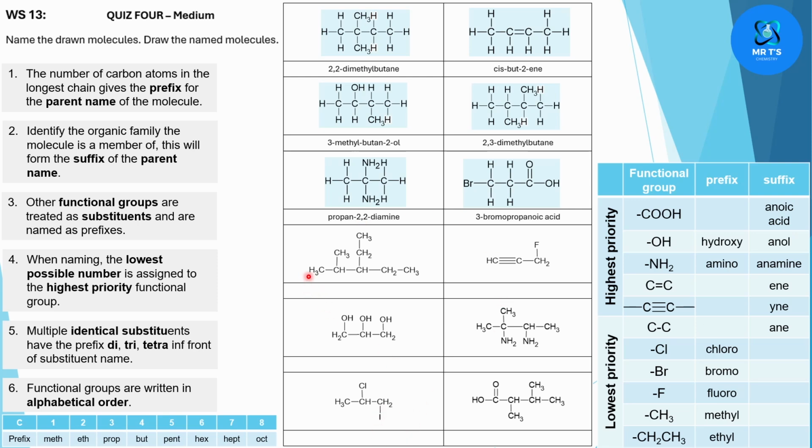The first molecule, we have 1, 2, 3, 4, 5, pent, 5 carbons in a row. We have a methyl group coming off the second carbon and an ethyl group, that is a CH2CH3, coming off the third carbon. And remember, we are going to write the ethyl group as the first prefix because the E is closer to the start of the alphabet than the M. So this is going to be 3-ethyl-2-methylpentane.